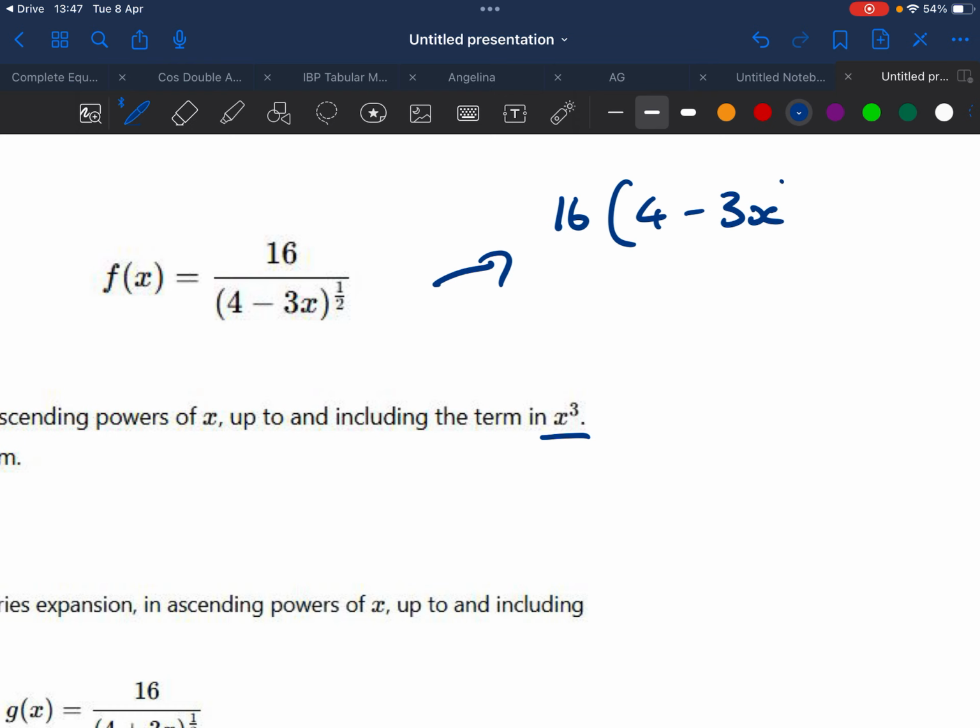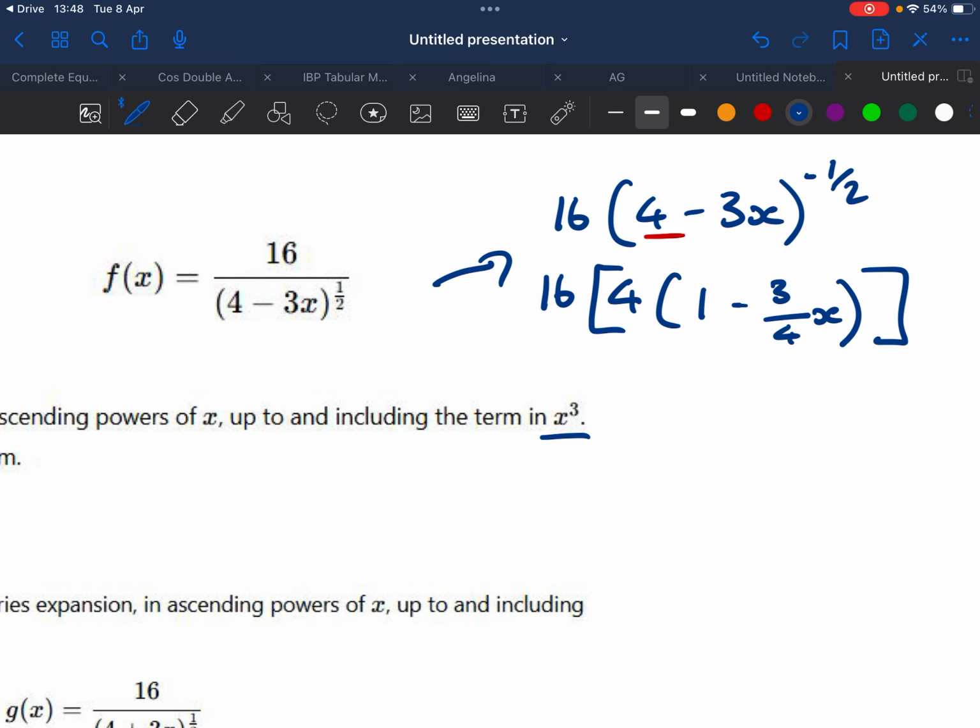So you rewrite it maybe like this to start with. And then we need the first bit to be a 1. So we'd leave that 16 there. We'd factorize out the 4. It would leave us with this inside the brackets. And you'd effectively put the minus 1/2 on each. 4 to the minus 1/2 actually ends up giving you 1/2. So this bit here will end up giving you 8.